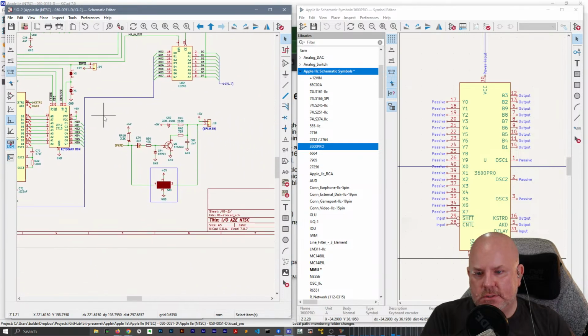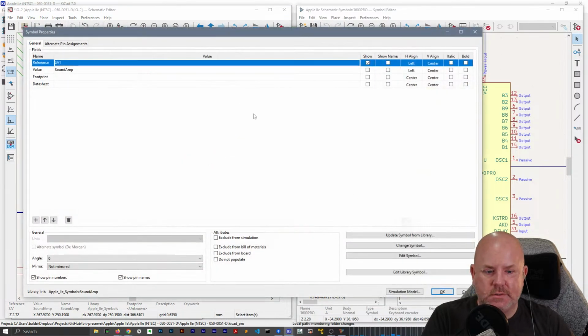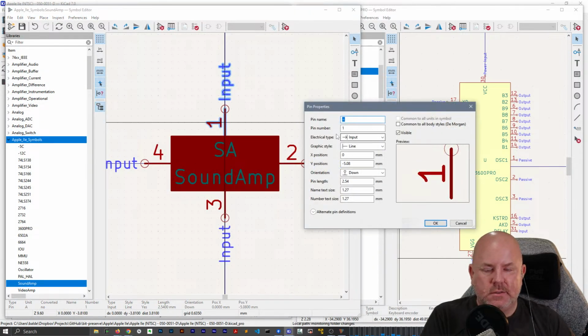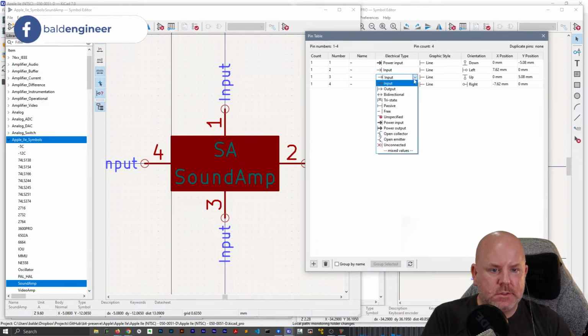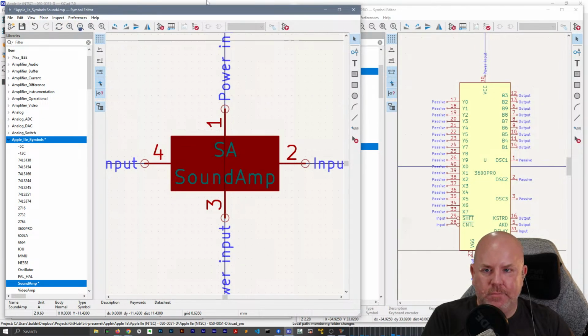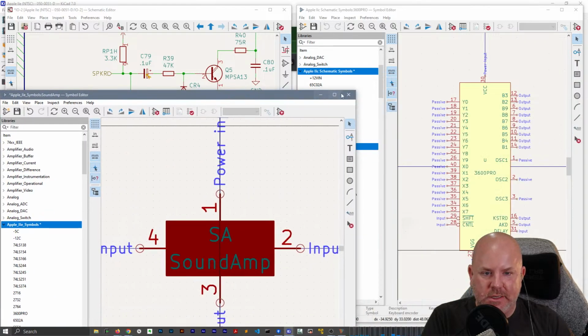Okie dokie. Let's see. So oscillator. Oh, this one drove me insane on the 2C. All right. So pin 1 is a power input, 3 is a power input, and then I'm not sure which one is the input and output. So 4. Actually, this doesn't even matter because I don't think this is actually populated on a 2E.